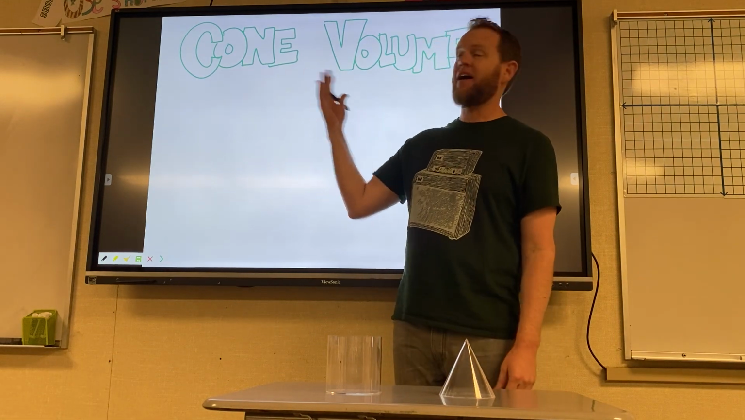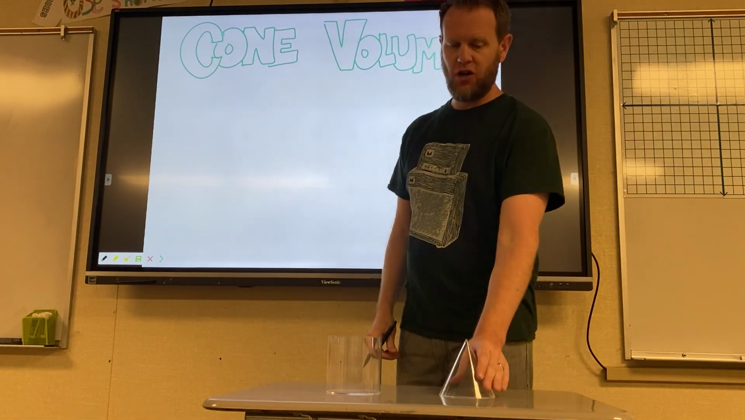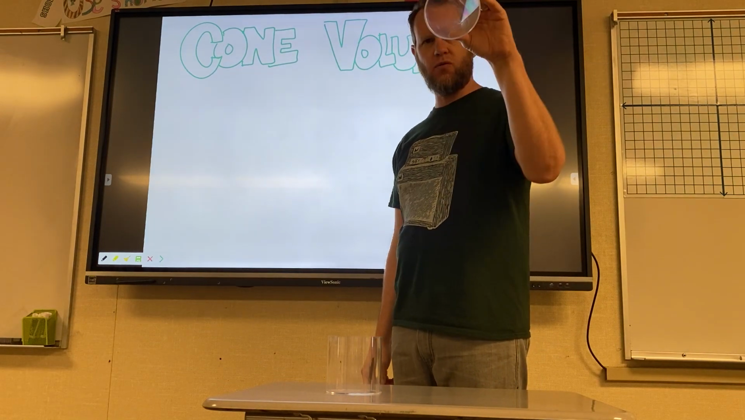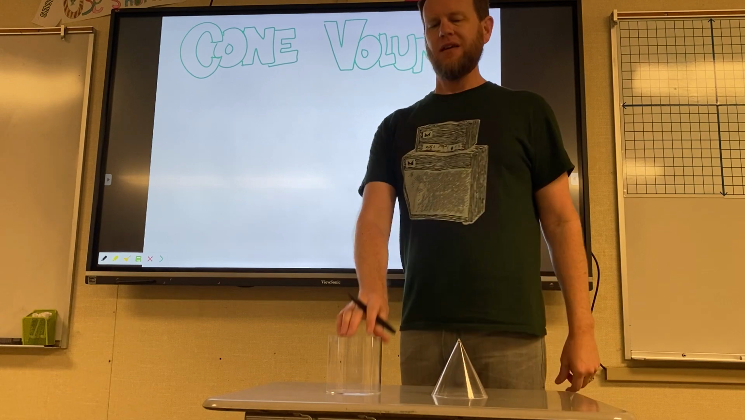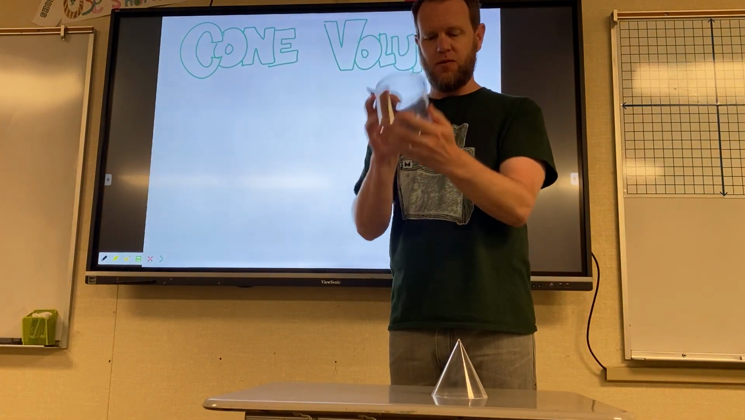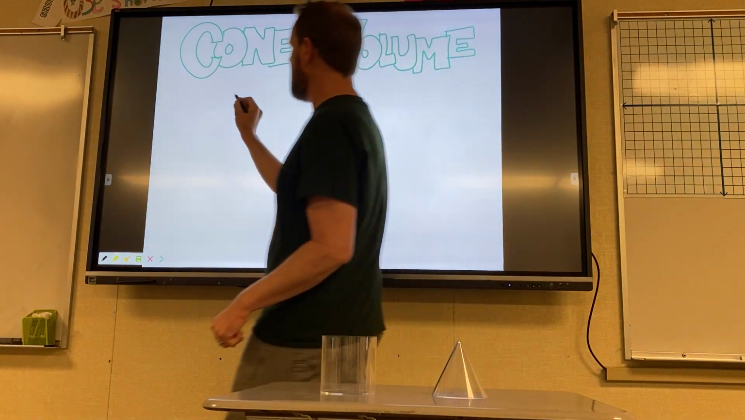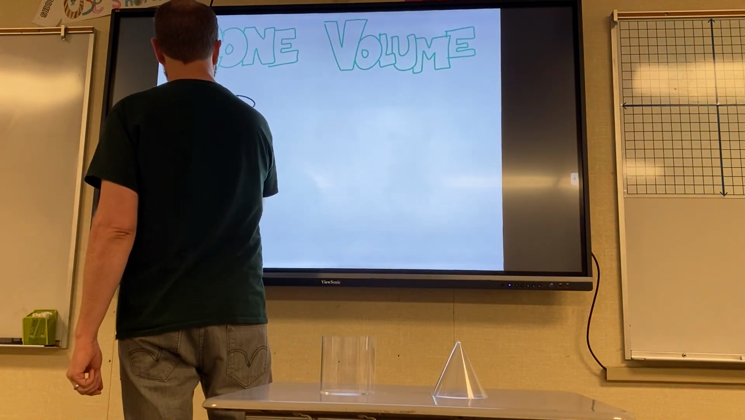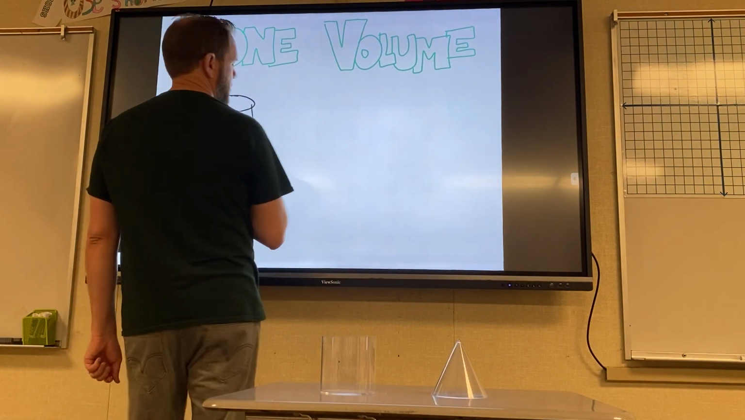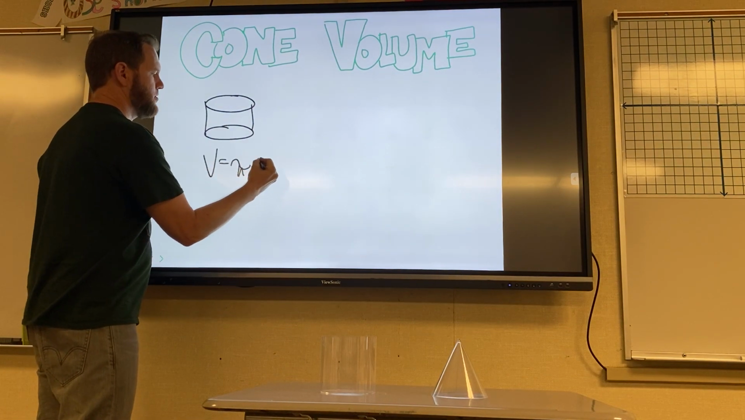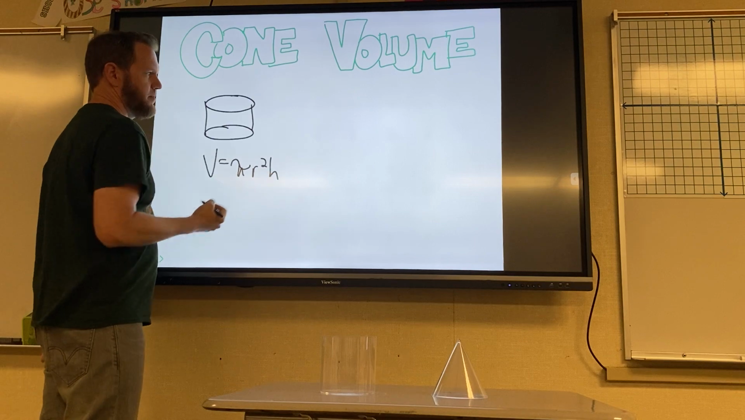Today we're going to talk about how to find the volume of a cone. The volume of a cone. So I think we know what a cone shape looks like. We've already learned about cylinders, but just to review, how do you find the volume of a cylinder? Well, when you've got a cylinder, we find the volume by doing pi times radius squared times height.